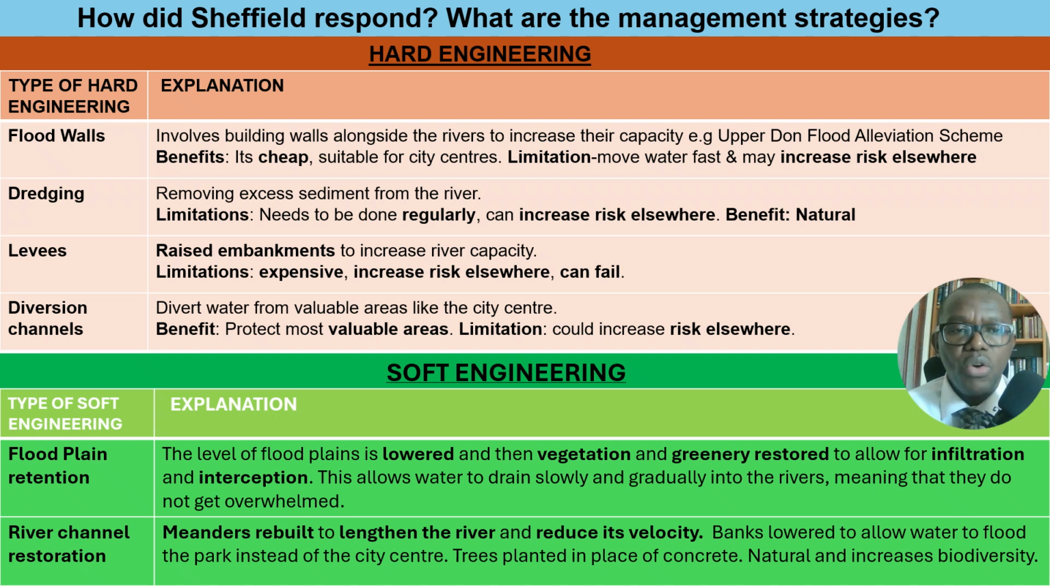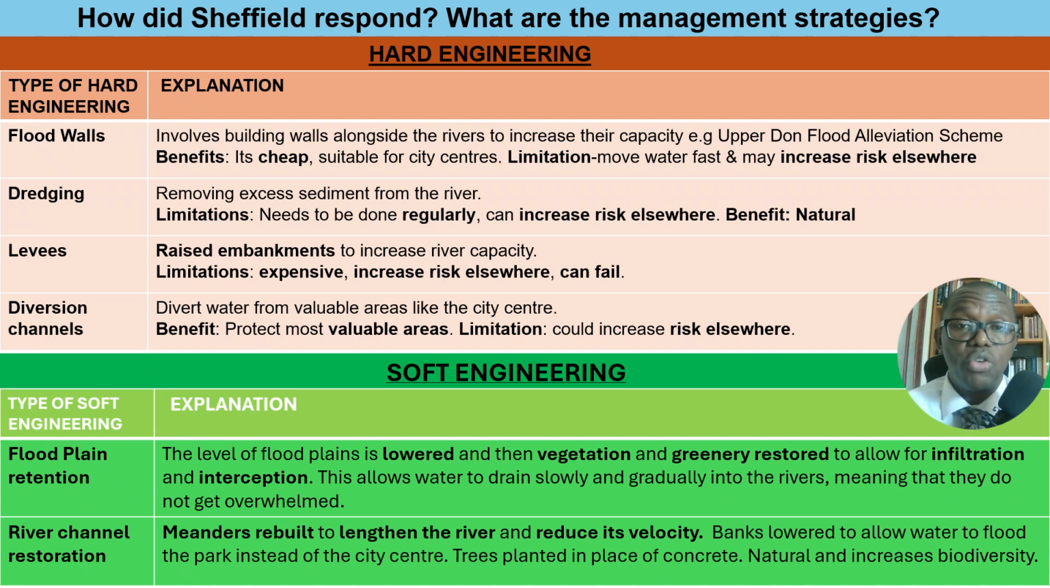Onto the house. So how did Sheffield respond? What were the management strategies? Now we have two main types of strategies here, management strategies. The first one being hard engineering. And hard engineering is where you put up physical structures to protect an area from flooding.